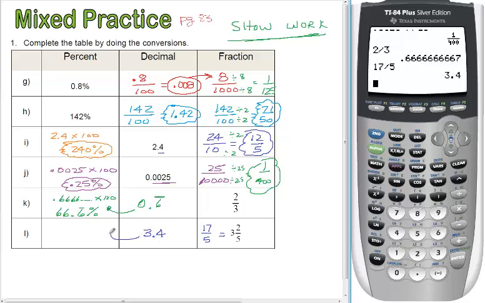And then of course going this way, multiply by 100. 3.4 times 100. Remember, 1 is 100%. 2 is 200%. 3 would be 300%. So 3.4 makes sense that that's 340%. So there's your answers for a couple of practice of changing percent, decimals, and fractions. That's it for now.